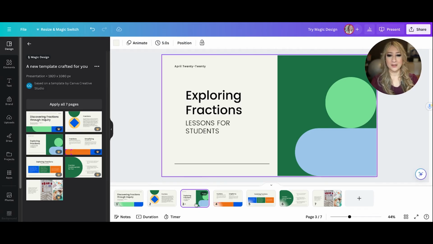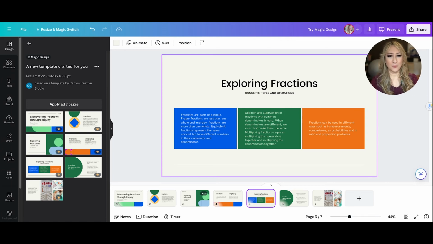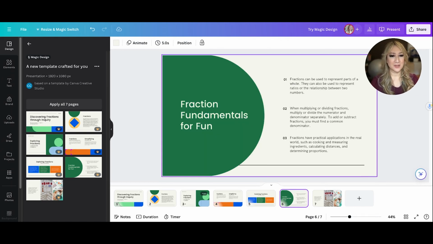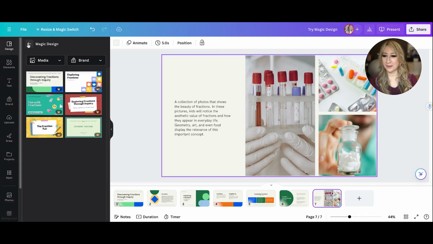Okay, all right. So how does it start? That's what we want to see. Okay, it starts with representing and dividing quantities. Okay, so it comes up with some definitions first. Okay, what about the learning experience? Okay, it's still definitions here. So I wouldn't say this is very inquiry based. At least it gives us some ideas in terms of geometry and art and food. Okay, maybe this wasn't the best one, but let's have a look.